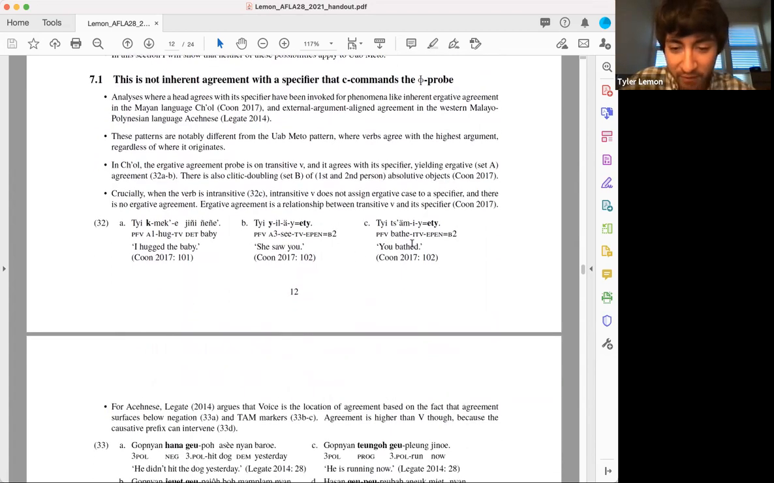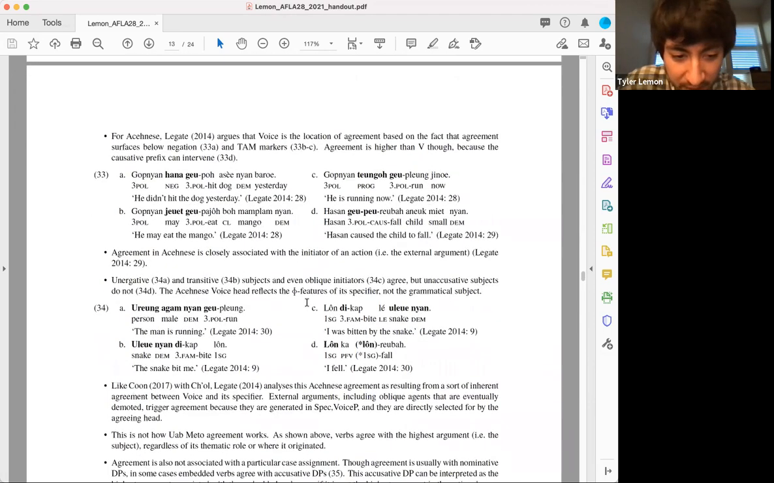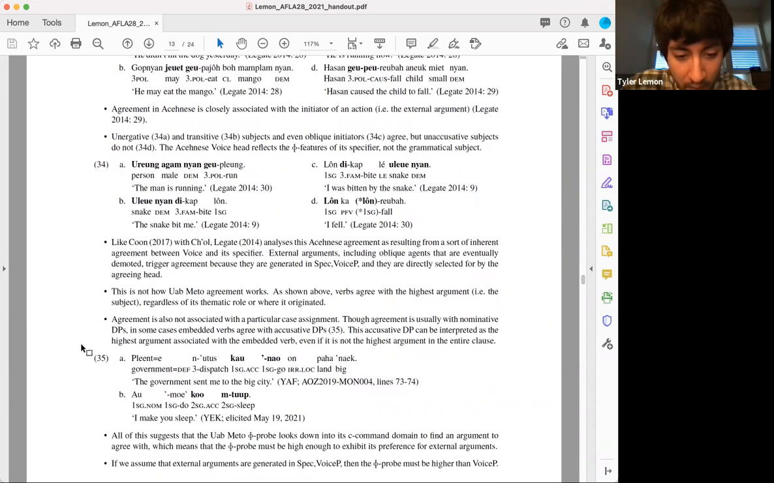You can see that, for example, in something like Chol. But crucially, when you have intransitive verbs, you don't get ergative agreement. And that, of course, is not how Uab Meto agreement works, because you get agreement on subjects in general, regardless of where they come from. For Achinese as well, you can see a similar pattern where agreement on Achinese verbs is very closely tied with initiators. But crucially, you can't get agreement with unaccusatives like fall in Achinese. And that's because that argument is not generated as the specifier of the agreeing head. And as you've all seen, Uab Meto verbs do not care where the argument originates. It'll just agree with the highest one.